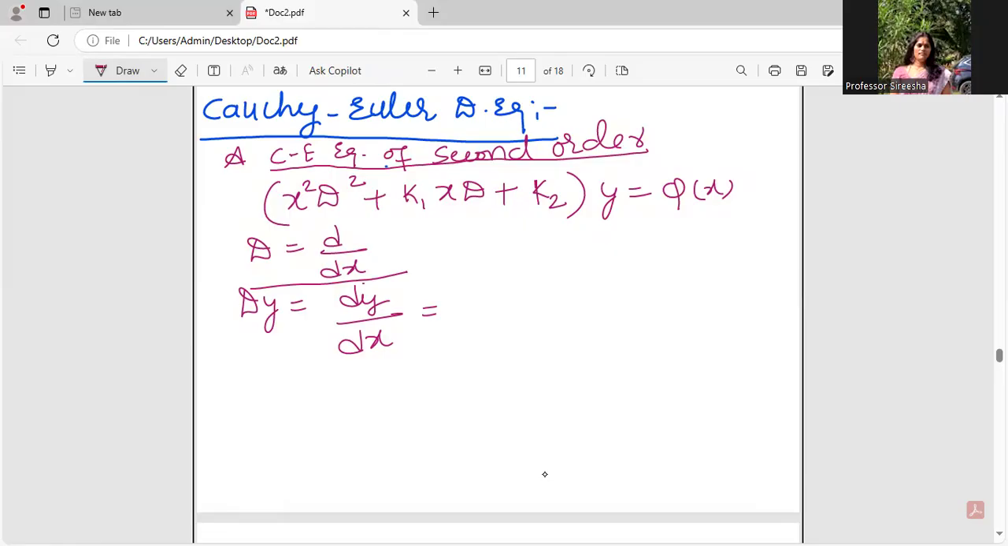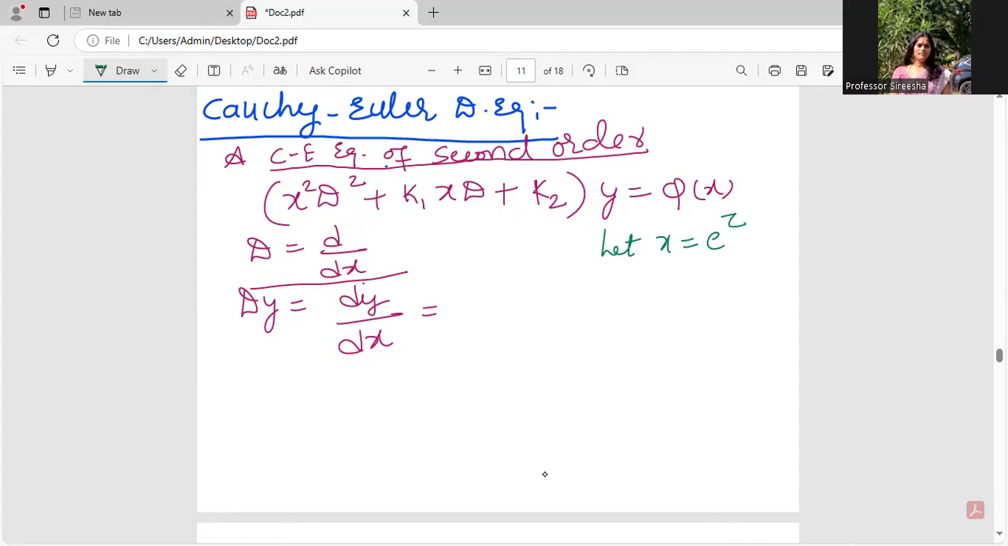Now let me consider, I will just take one assumption. I will start with one assumption. What that assumption is: let x is equal to e power z. I'll apply log on both sides, so I'll be getting z log e base e, right? So z value would be log x. dz by dx value would be what? 1 by x, right?